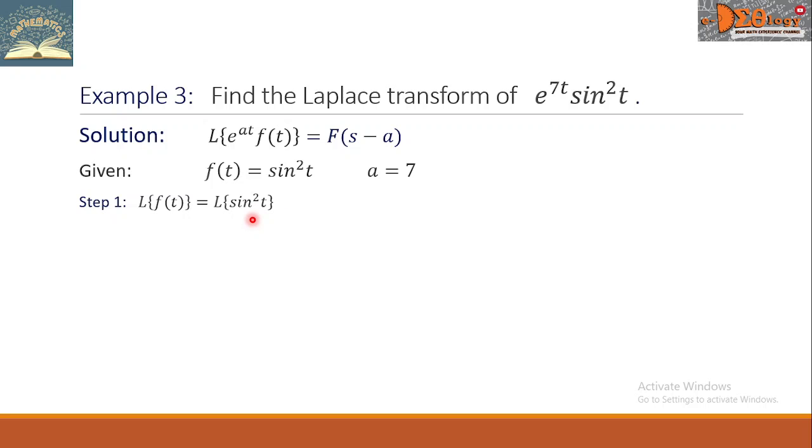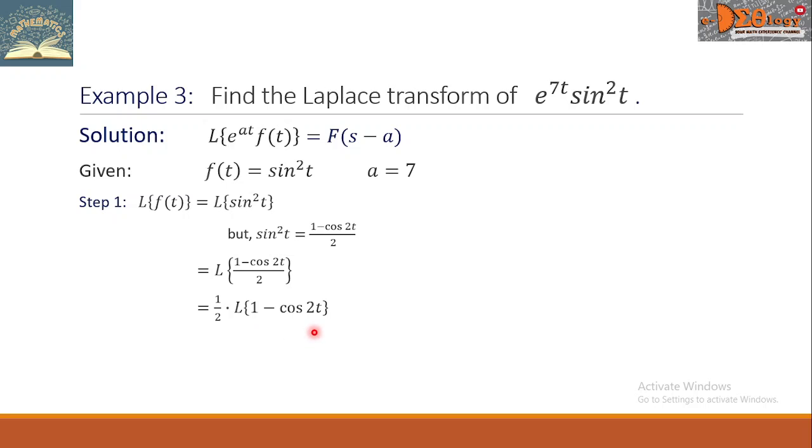Take note that we have an identity that says the sine square of t is equal to 1 minus cosine 2t all over 2. Let us replace this value for the f of t. So we have like this. Let us simplify further by putting the constant 1/2 in front of the Laplace transform. So we have 1/2 times Laplace transform of the quantity 1 minus cosine 2t.